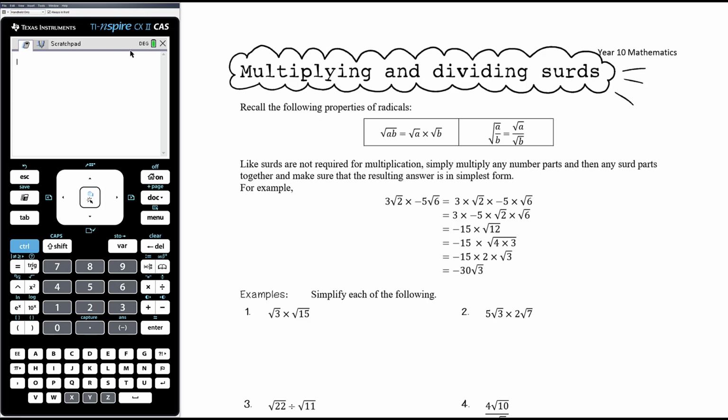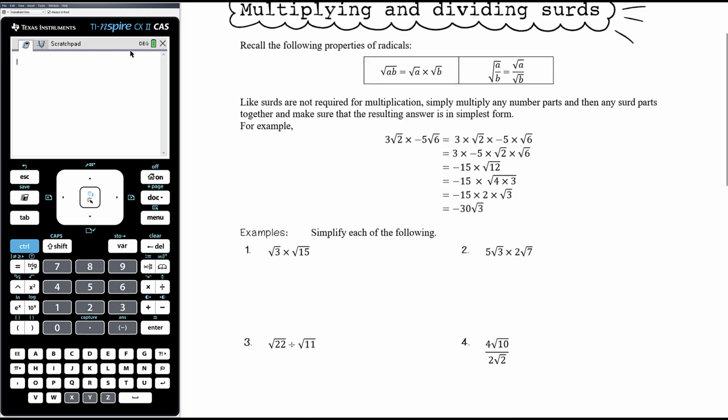Okay, so in this video we're looking at multiplying and dividing surds, which is actually much easier than adding and subtracting surds. We don't need to have like surds to multiply and divide. We've actually already looked at these properties of surds. If we are multiplying two surds, we can combine them together as a single surd simply by multiplying the things under the surds. If we are dividing two surds, we can combine them together as one surd simply by dividing the two things under the radical signs.